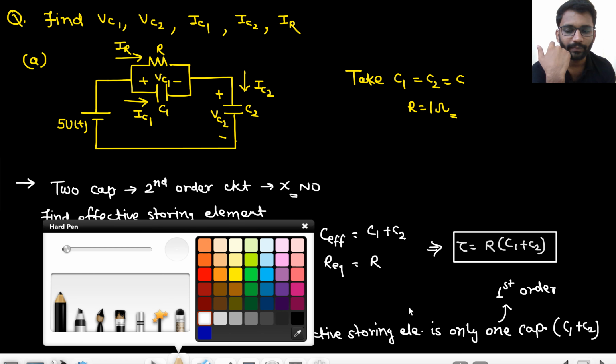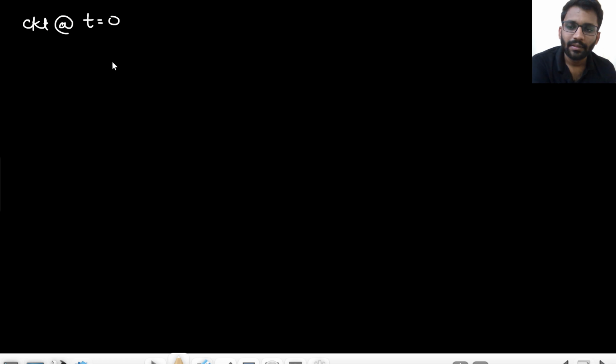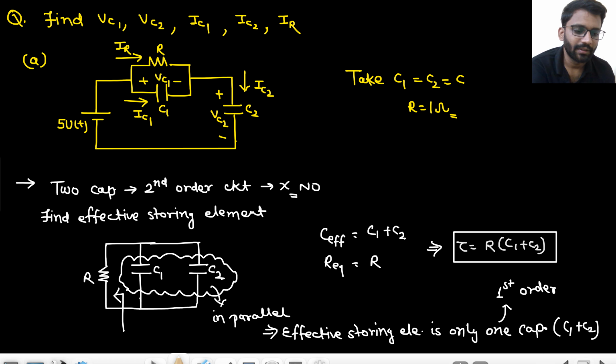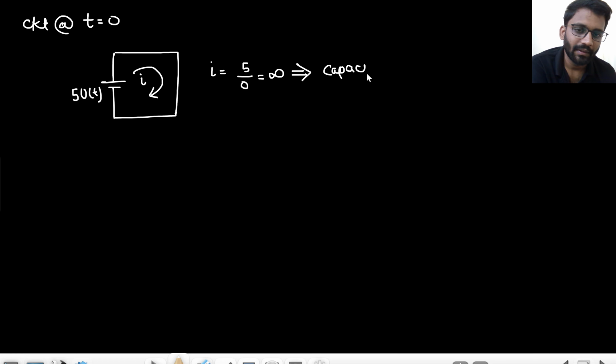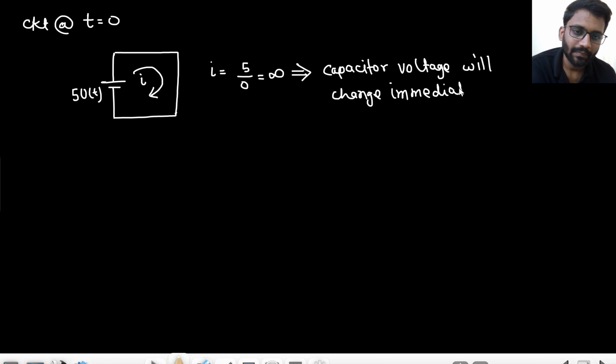So what is happening at t equals to 0? This will be shorted and this will be shorted. The complete circuit is shorted. So now tell me, what is the value of current? The value of current is 5 by 0. That means infinite current. And if there is infinite current, the capacitor voltage will change immediately, right? Because of the infinite current.